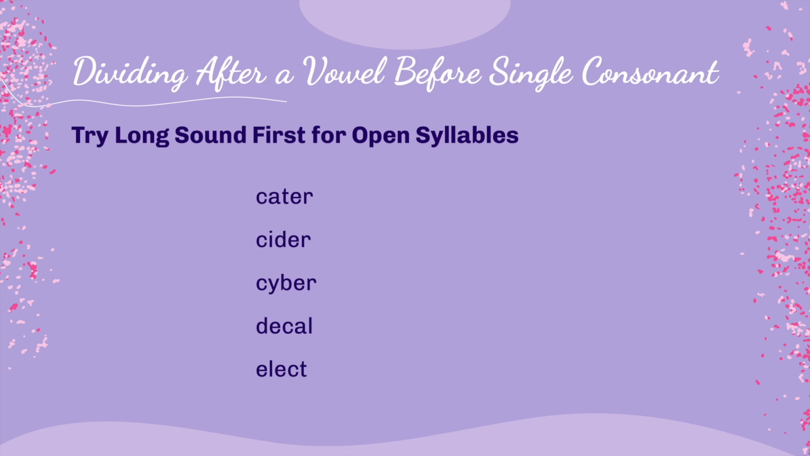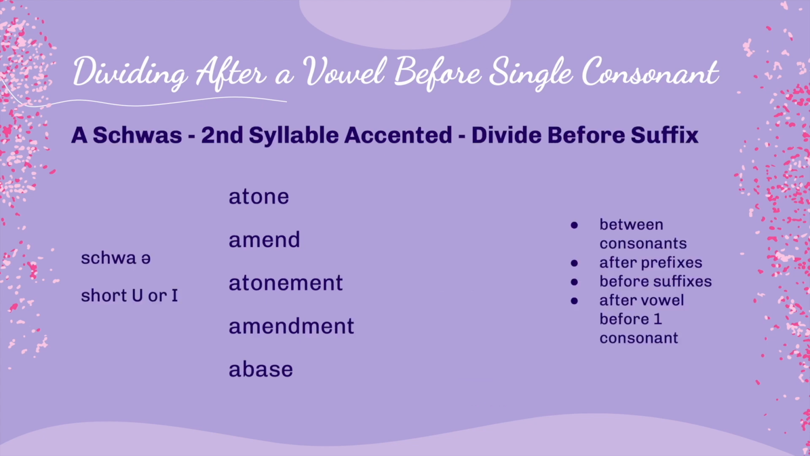Divide after the vowel before the single consonant. We split here. Remember, C before an E, I, or Y has its soft sound of S. These are open syllables that end in a vowel, so we will try the vowel's long sound first. Cater, cider. We will try the long I sound here. Cyber, decal, elect. On all of these words, we're going to divide after the vowel before the single consonant, just like we did.